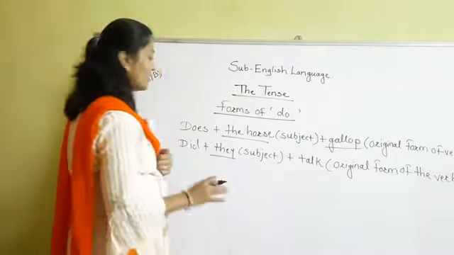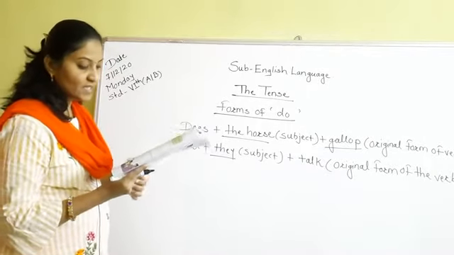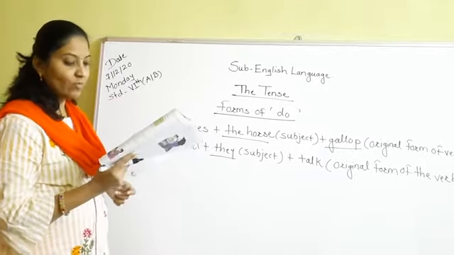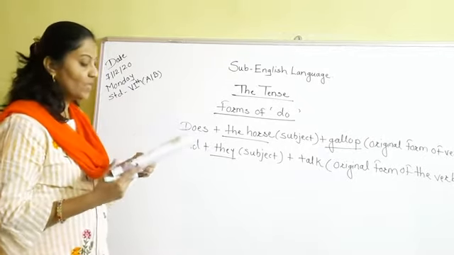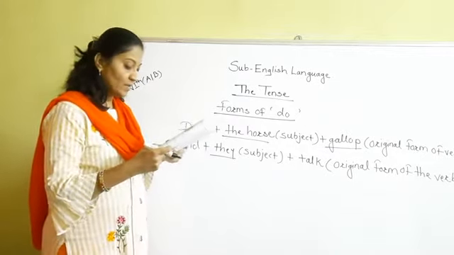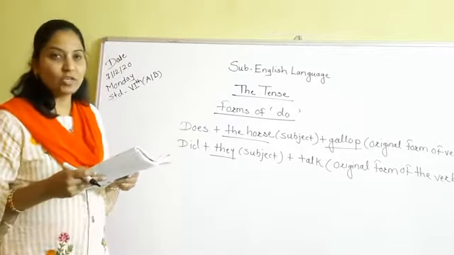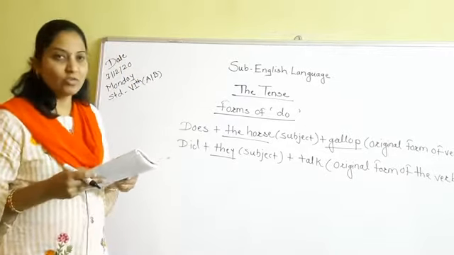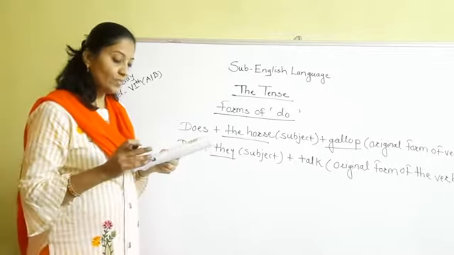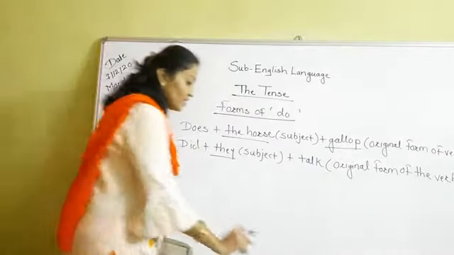Now students, question number A: speak out the sentences given below in negative form and then in interrogative form. Now this exercise we have to solve. The sentence is given here and you have to make the negative as well as the interrogative form of the sentence. Now see the first sentence.